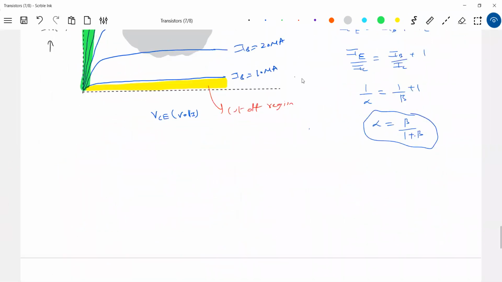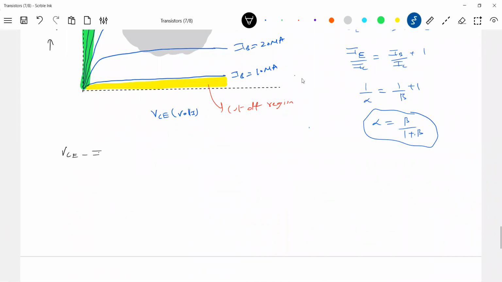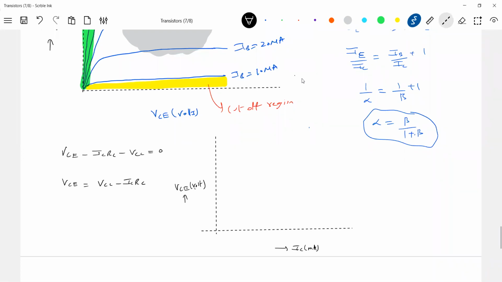So one more, let me introduce. As we have this equation for VCE, let me plot the VCE versus IC graph. This is VCE in volts, and this is IC in milliamperes. The graph I am going to get will be a straight line, with VCC at IC equal to 0, and there is one maximum possible value where VCE becomes 0. That is what we call IC max or IC saturation.